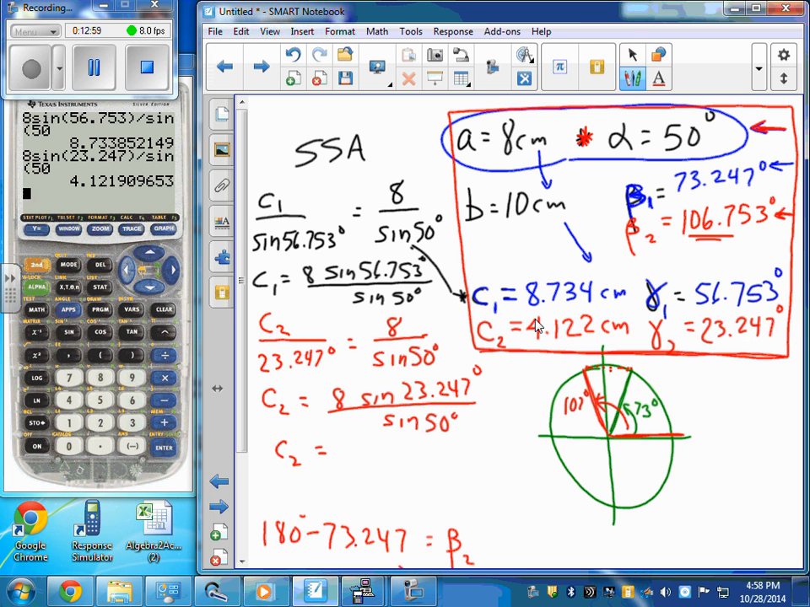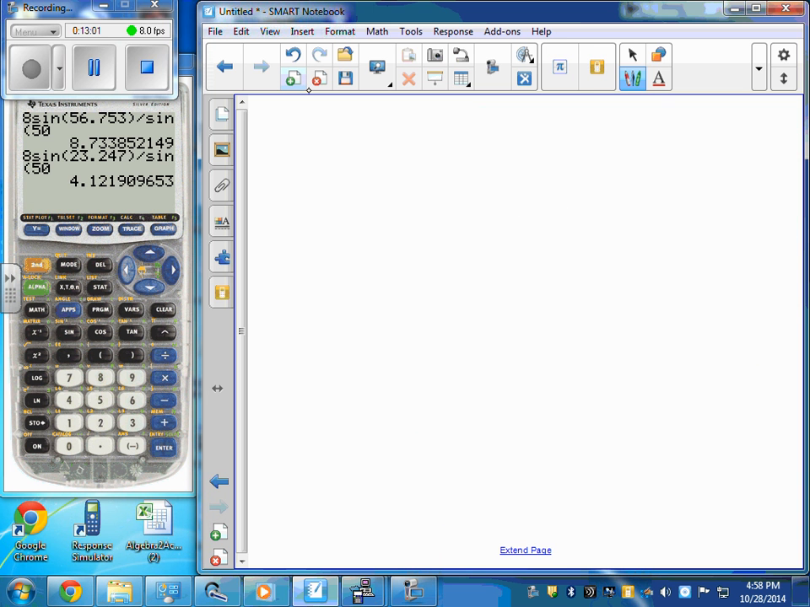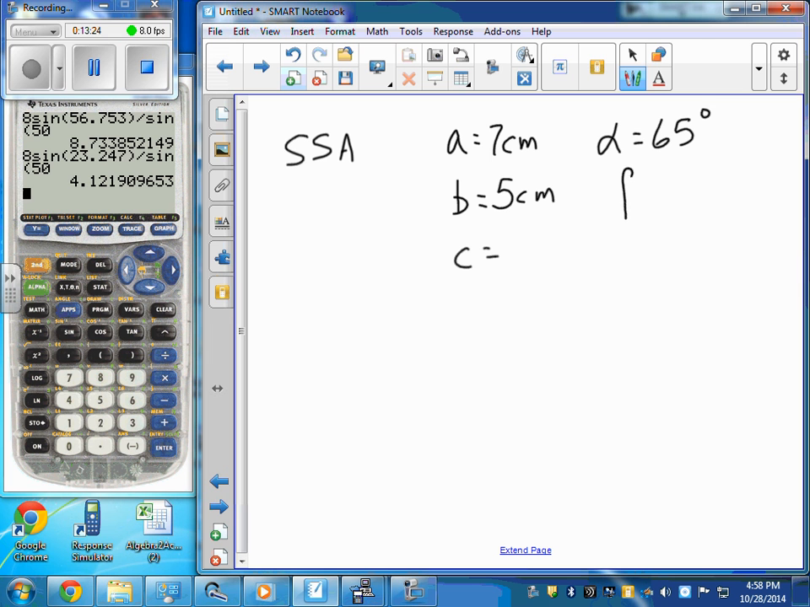Now, for my third triangle, once again, I'm going to have side-side-angle. And once again, I'm going to give you alpha is 65 degrees. I'll give you A is equal to 7 centimeters, and B is going to be equal to 5 centimeters, and our task is to solve the triangle. Okay, so once again, notice that we're paired up here, so we're going to go after that ratio. I'll be looking for beta.